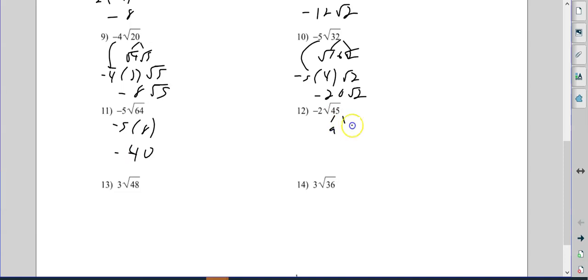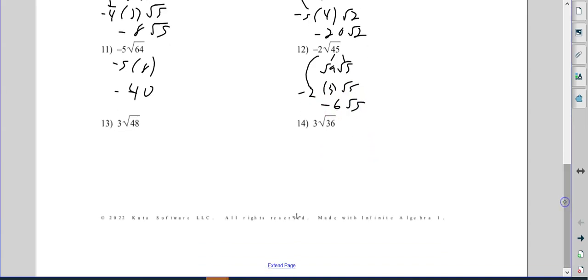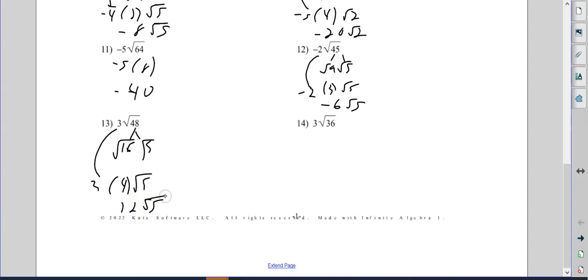This one is going to be 9 and 5. Negative 2 comes down. That's going to be 3 radical 5, which gives us negative 6 radical 5. This one, 16 and 3. 3 comes down, times the 4 that comes from the 16, radical 5, so that's 12 radical 5. This one is just 6, perfect square. 3 on the outside, that's 18.